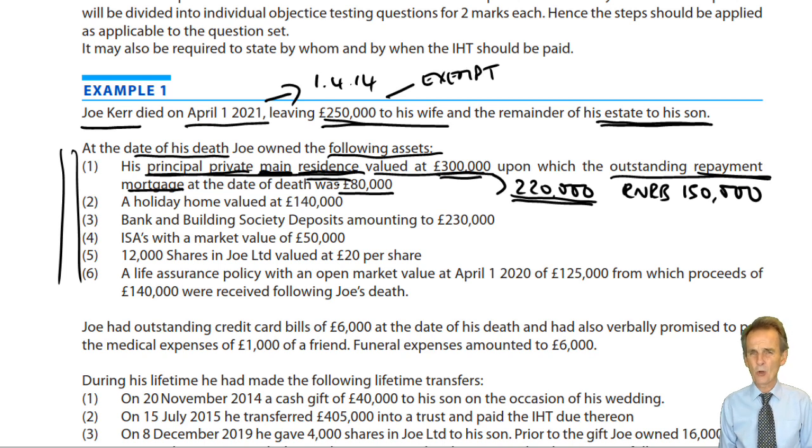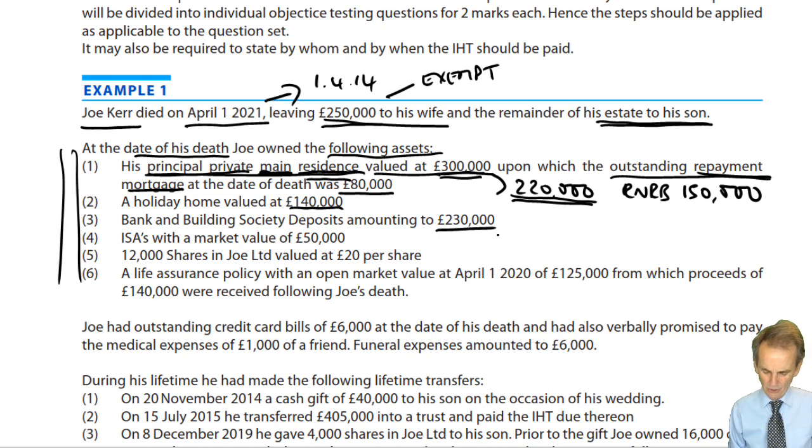And we'll see that issue with other assets listed here that might again provoke a thought about using the word exempt, but that is applicable to a different tax. It's not applicable here. A holiday home valued at £140,000. We've got the value. Bank and building society deposits valued at £230,000. ISAs with a market value of £50,000.